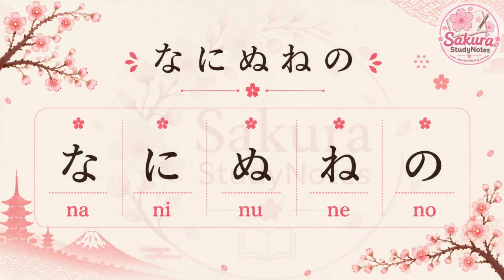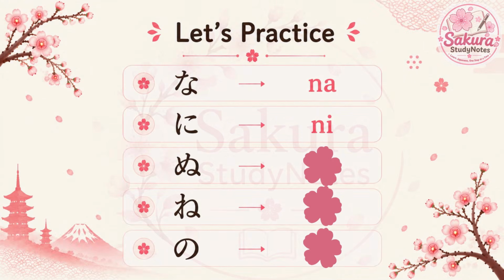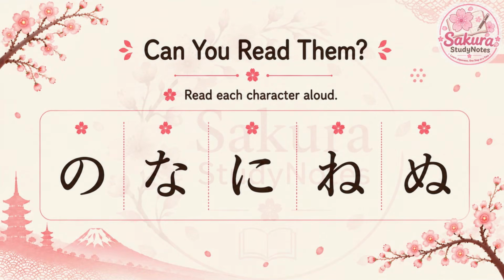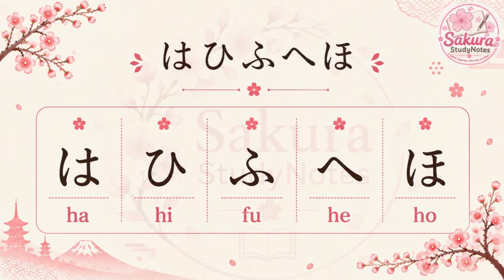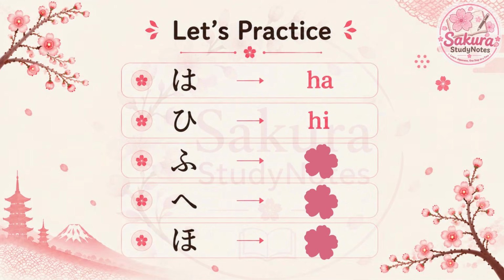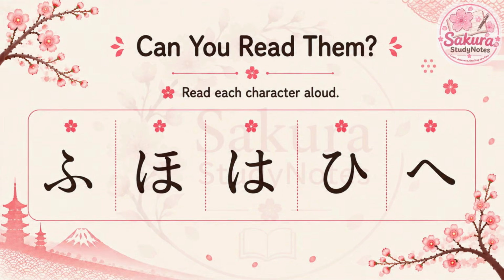Next, we learned the N row. Let's practice to read. Na, Ni, Nu, Ne, No. Can you read them? Read each character aloud. Next, we moved on to the H row. Let's practice to read. Ha, Hi, Fu, He, Ho. Can you read them? Read each character aloud.